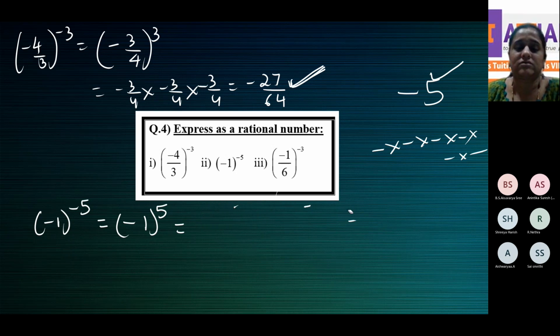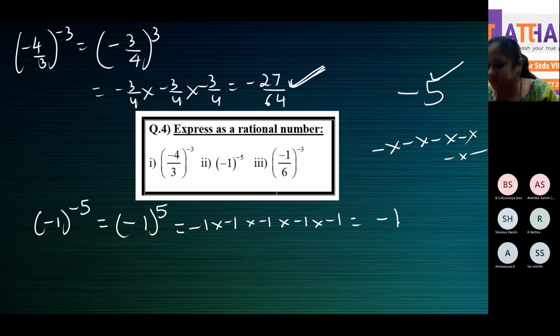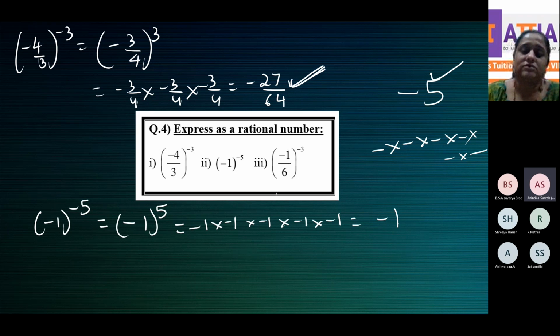So the steps will be like this. Minus 1 into minus 1 into minus 1 into minus 1 into minus 1, which is minus 1. Because when you multiply the minus signs 5 times, you get minus, and 1 also when multiplied 5 times is 1. Yes, ma'am, understood. Very good. The heading is expressed as a rational number, so you need to find the value like this.